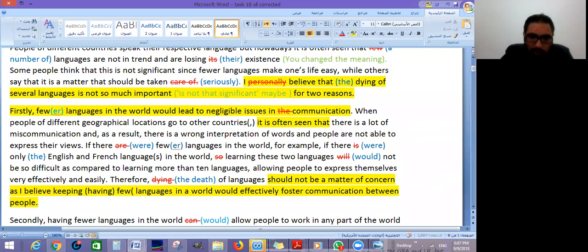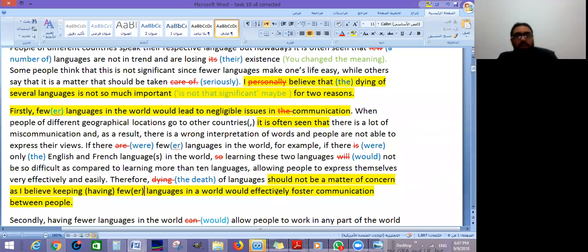Let's put an ER there. "Having fewer languages in the world would effectively foster communication between people." So here we're saying in the end, we're concluding that having fewer languages is positive. So we're not talking about it being an issue. It's not an issue. So if we look at the opinion here, the topic sentence and the concluding sentence, it's not going that well together. It's not flowing.